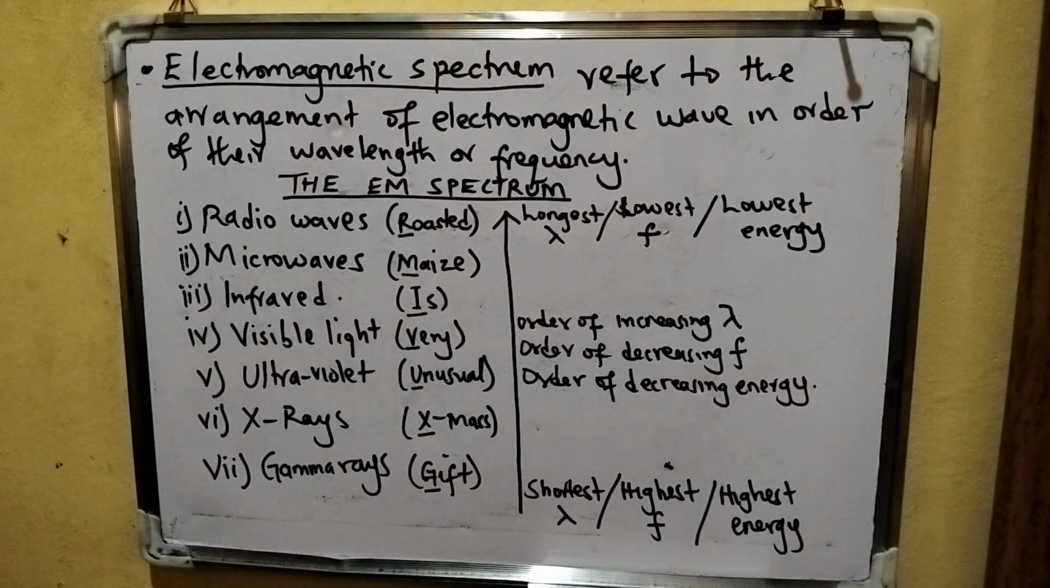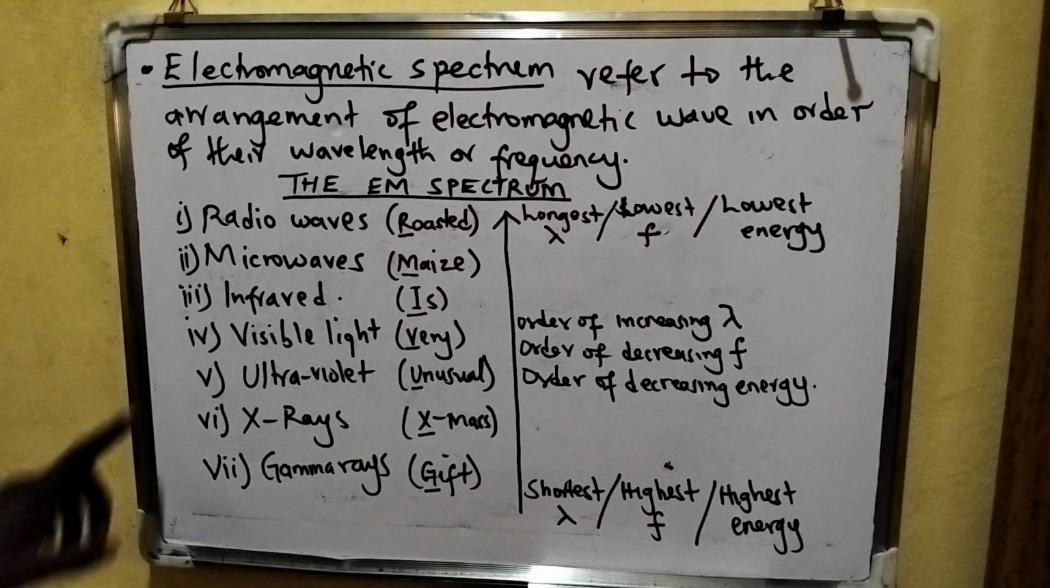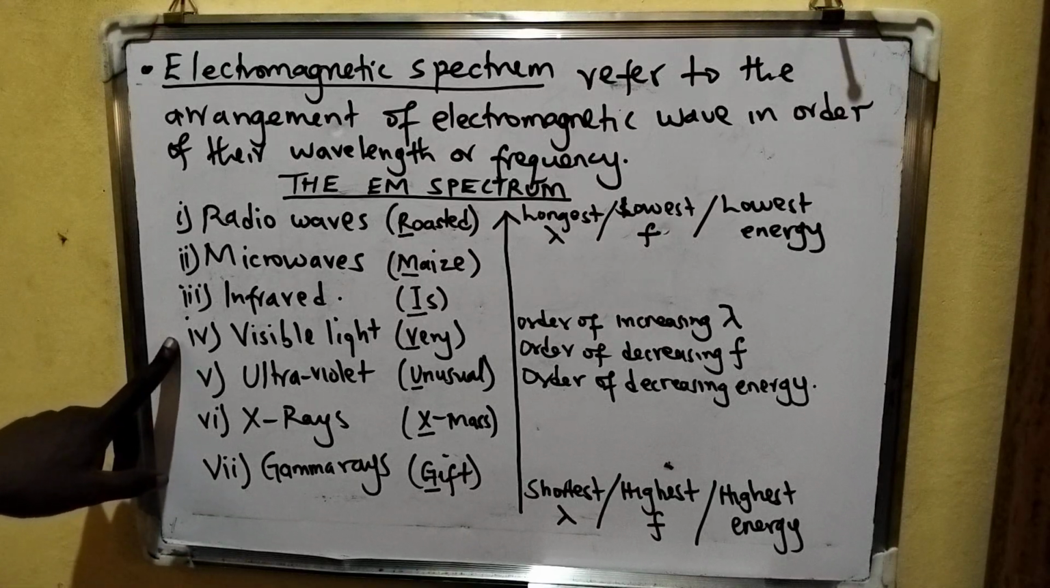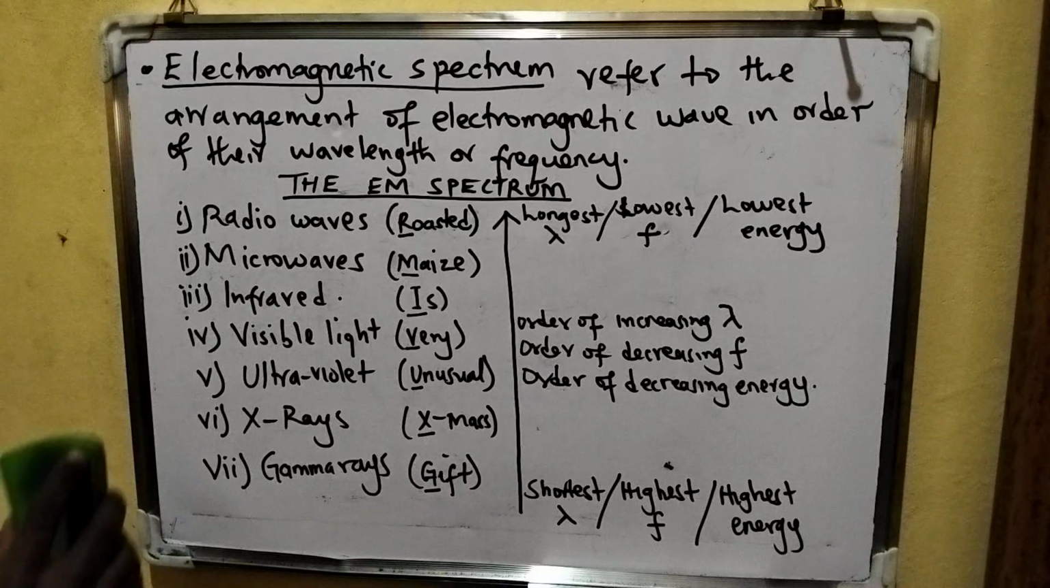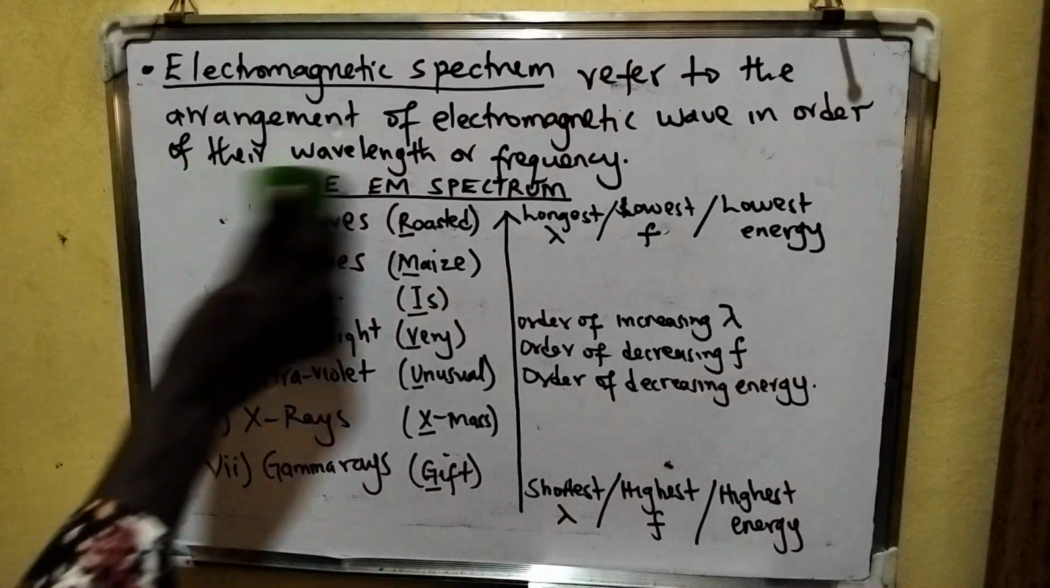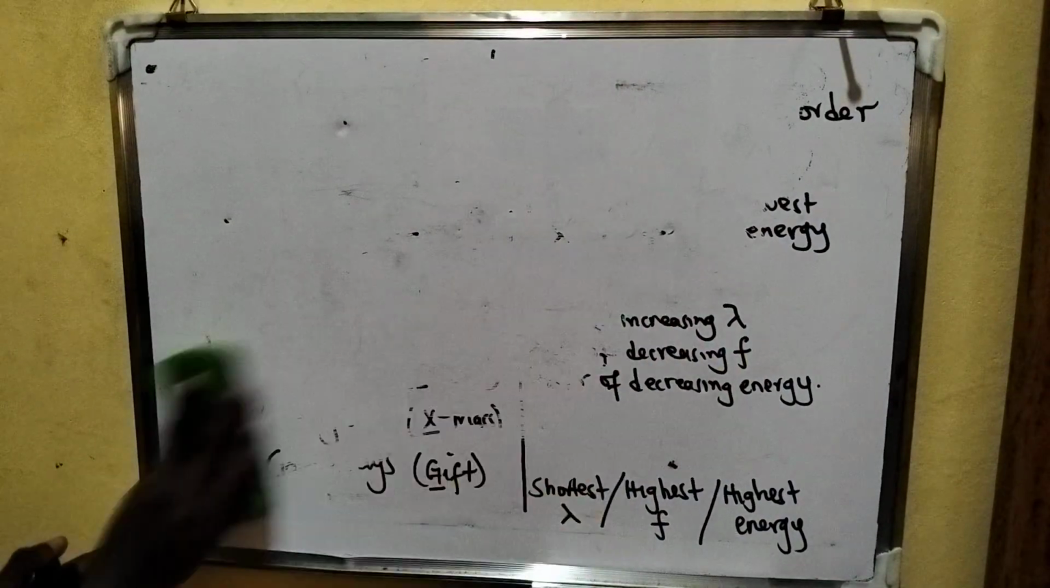Now, once we have understood this electromagnetic spectrum, it is important to note that the visible light forms the part of the light that we see using our eyes. So therefore, let us also discuss this visible light. I want us to discuss the EM spectrum in this other format. Look here.